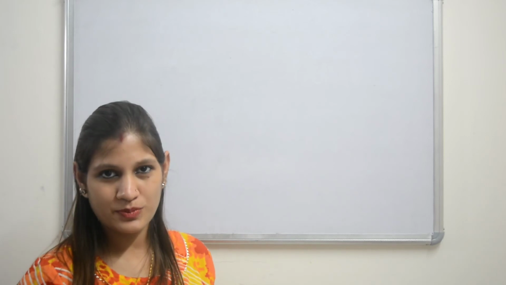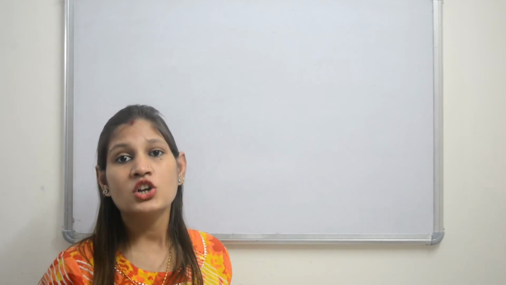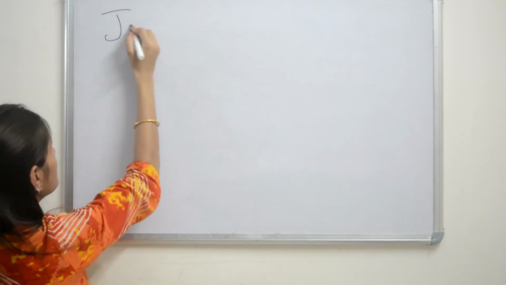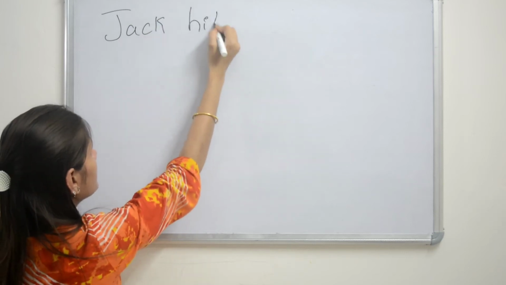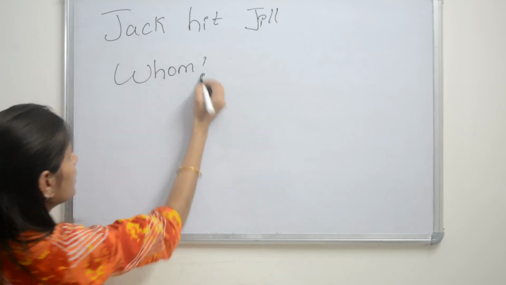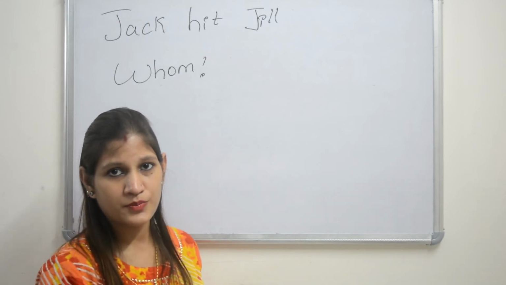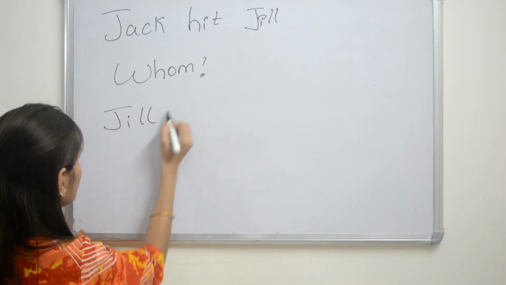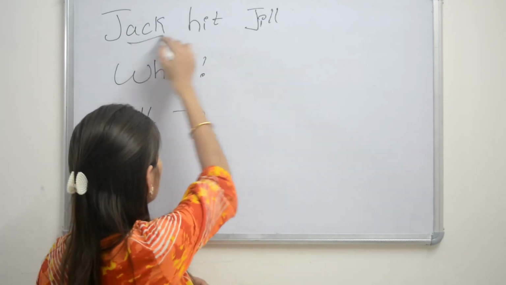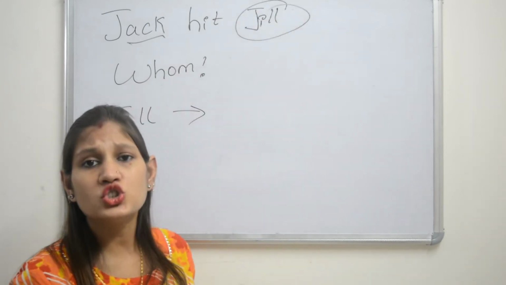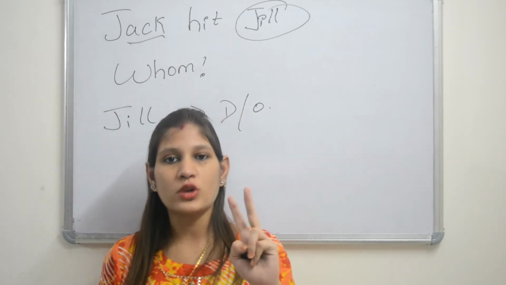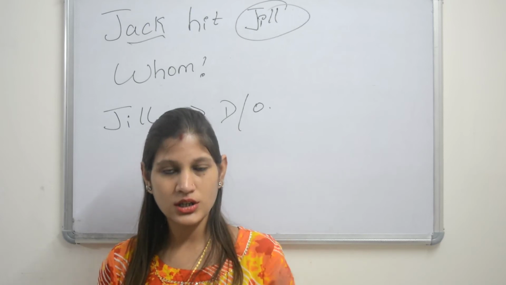Now we will take example 2. For example, Jack hit Jill. Whom did he hit? Jill. So Jack hit whom? Jill. So Jill is the direct object. So always remember, a direct object answers two questions in a sentence, that is what and whom.